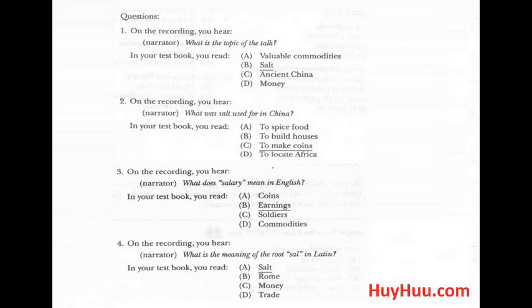Number 1. What is the topic of the talk? Number 2. What was salt used for in China? Number 3. What does salary mean in English? Number 4. What is the meaning of the root sal in Latin?